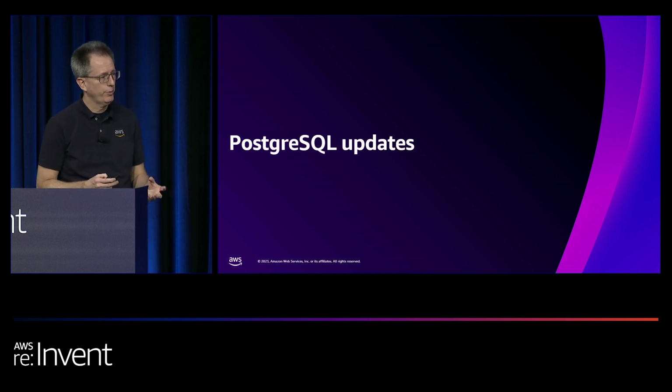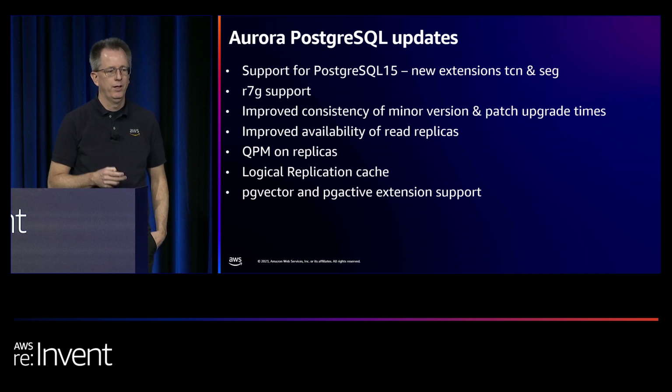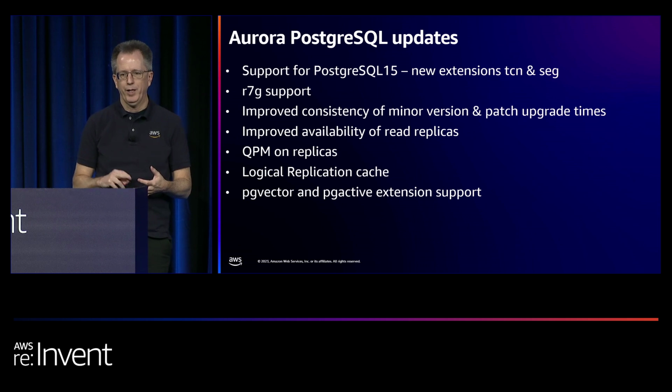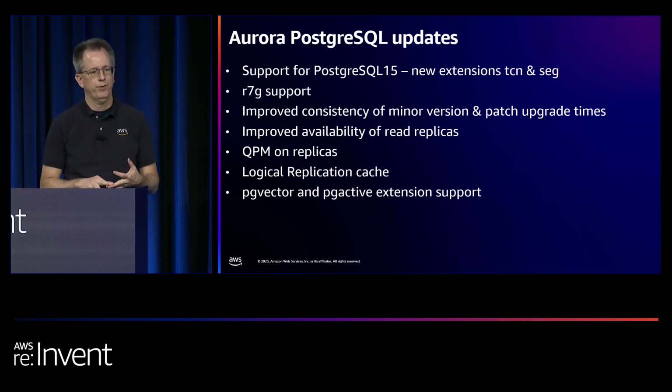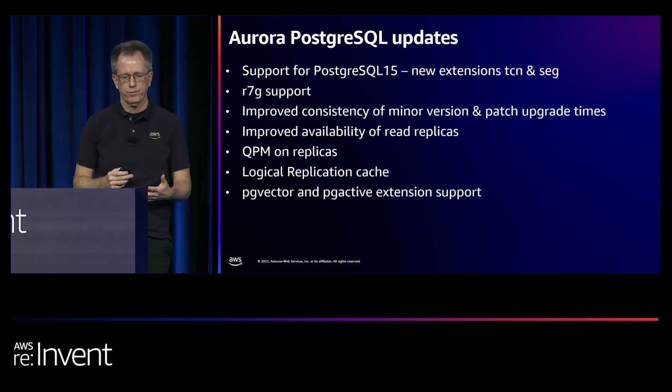On Postgres, we've also been very busy. We added support this year for Postgres 15, got a couple new extensions from the community. Very nice. Our R7G support here as well. We've been spending a lot of time on our upgrades. We really wanted to shorten the time and make it more consistent for both our minor and patch versions. We've improved the availability of the read replicas, so you have better availability there. QPM, or Query Plan Management, which is our method of allowing you to fix plans so that they stay the same no matter what on a system, can now be captured and run on replicas, which is very handy.